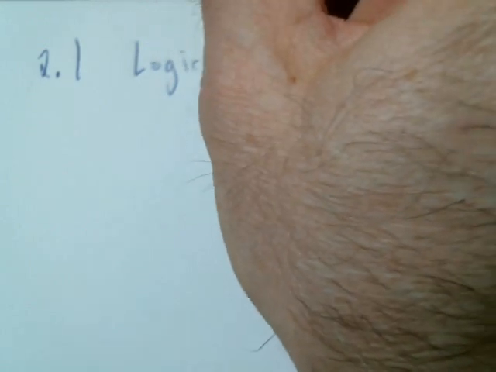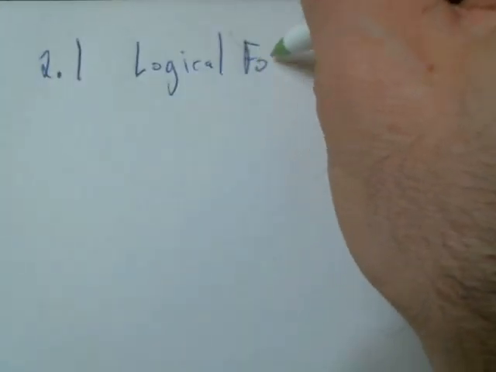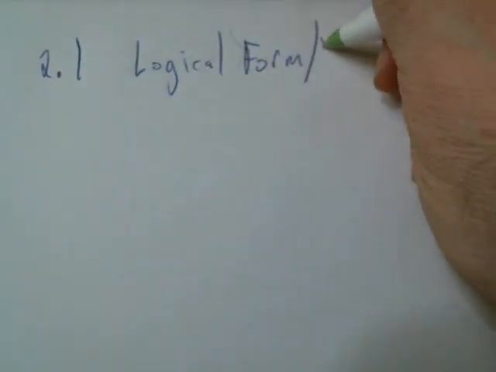Okay, hello. This is the first lecture for Discrete Math. So welcome. We're going to start with section 2.1. There's some beginning stuff in chapter 1. You can skip that. You can read it if you want, but we're just going to start with 2.1, logical form and logical equivalence.